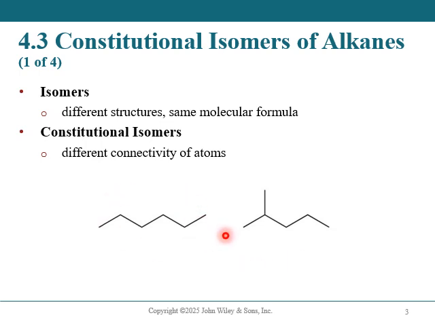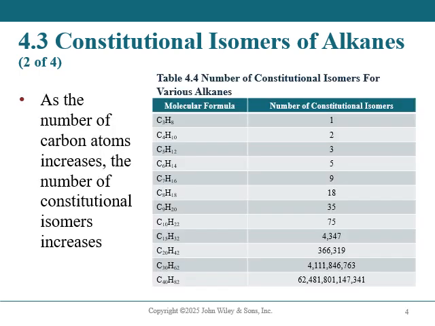We have here 1, 2, 3, 4, 5, 6 carbon atoms. Here you have the same 6 carbon atoms, but you have a little bit of branching. These two will have the same molecular formula, but that branching actually makes it an isomer. It's important to note that as the number of carbon atoms increases, so does the number of constitutional isomers.